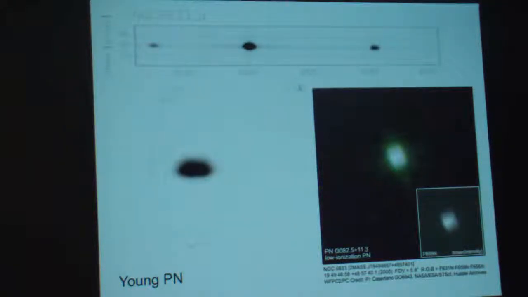There is another case for a very young PN, a low ionization PN. This is from the catalog from Bruce Balick, together with all this beautiful information there. Okay, this is another typical case.